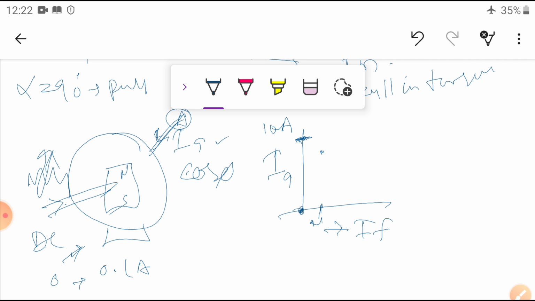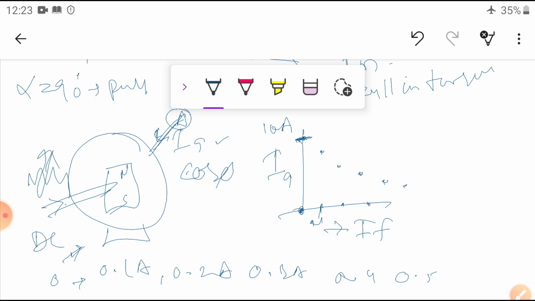Now further increased by 0.2 amperes, it is reduced further to 8 amperes only. Further increased by 0.3 amperes, then what will happen? It goes to 7 amperes only. At 0.4 amperes, it goes to only 6. At 0.5 amperes, it goes to 5 amperes only.